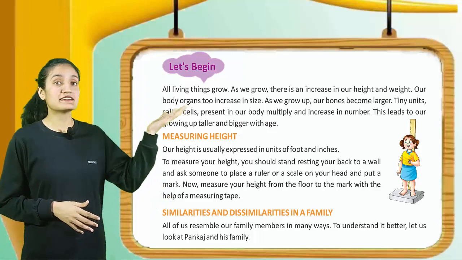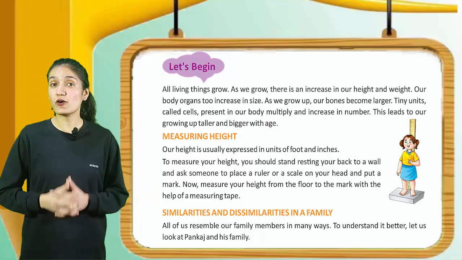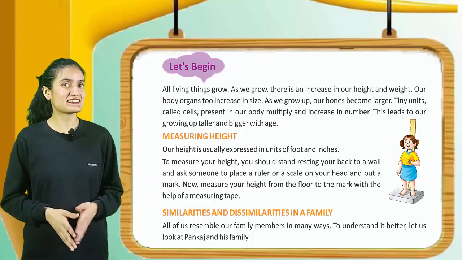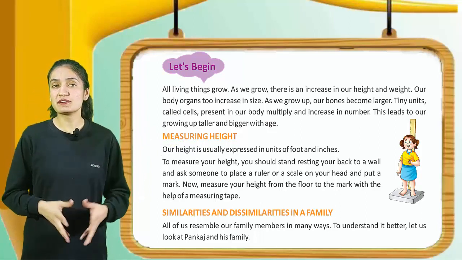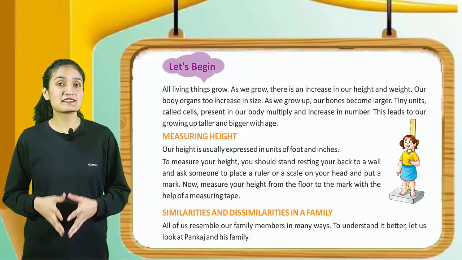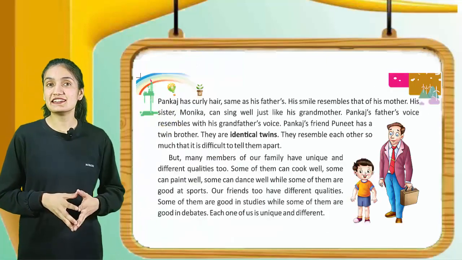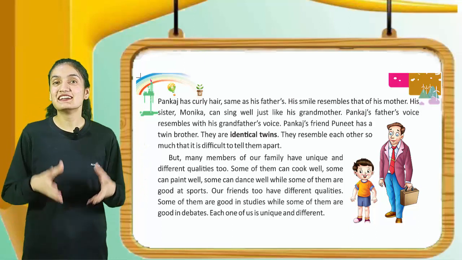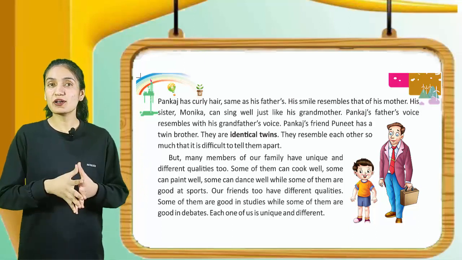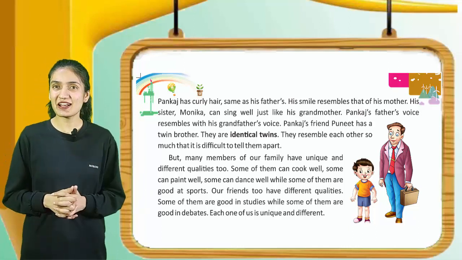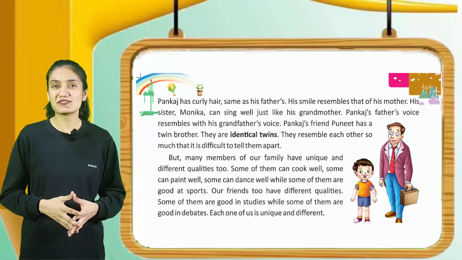Now let's understand the similarities and dissimilarities in a family. So students, do all the members in your family look alike? Let's see. All of us resemble our family members in many ways. To understand it better, let us look at Pankaj and his family. Pankaj has curly hair, same as his father's. His smile resembles that of his mother's. His sister, Monica, can sing well just like his grandmother. Pankaj's father's voice resembles his grandfather's voice.